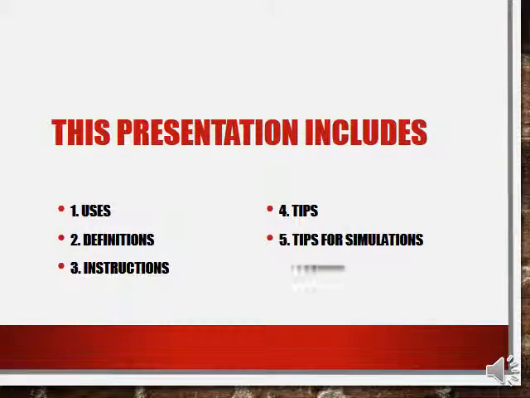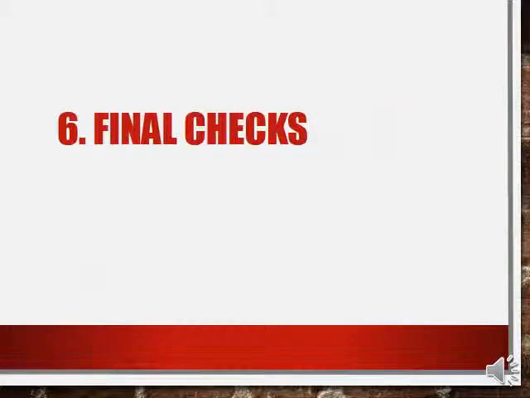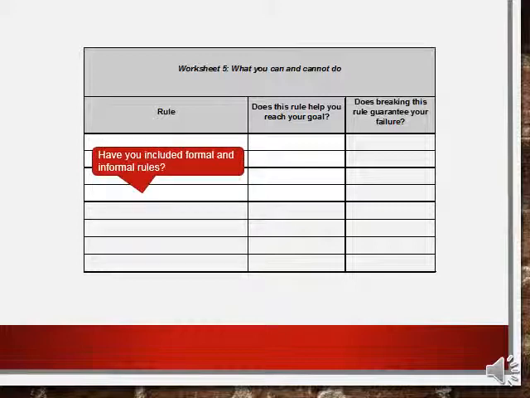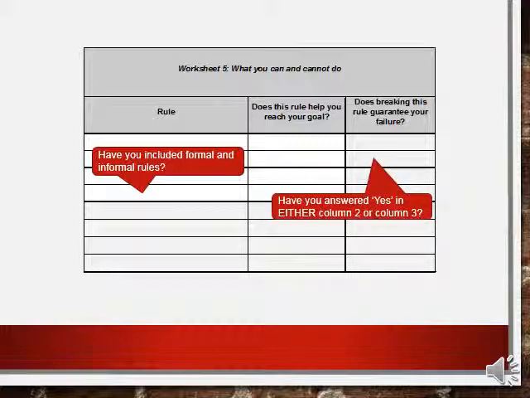In section 6 of this presentation, we'll look at final checks to make when you've completed the worksheet. For Worksheet 5, there are 2 final checks. First, have you included formal and informal rules? And second, have you answered yes in either column 2 or column 3?